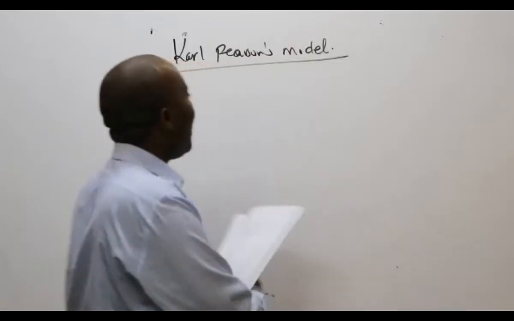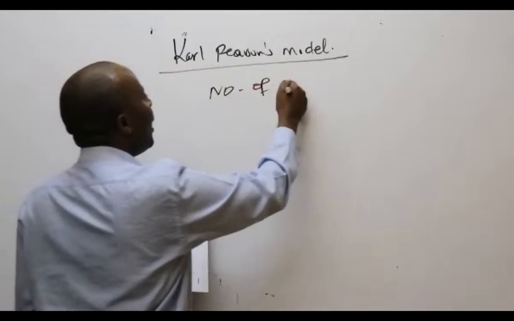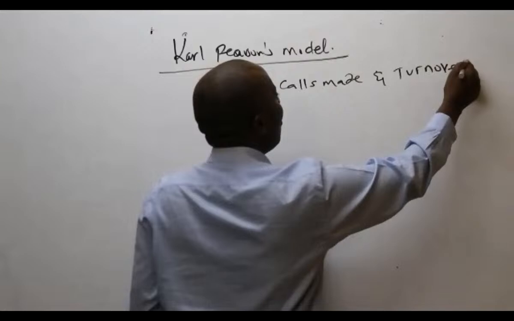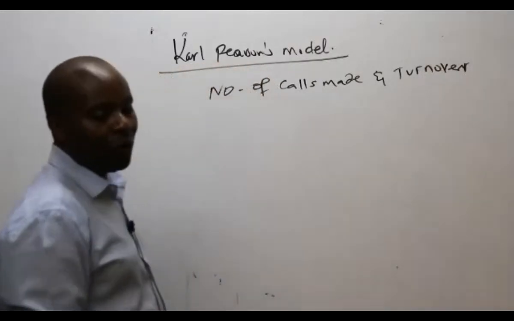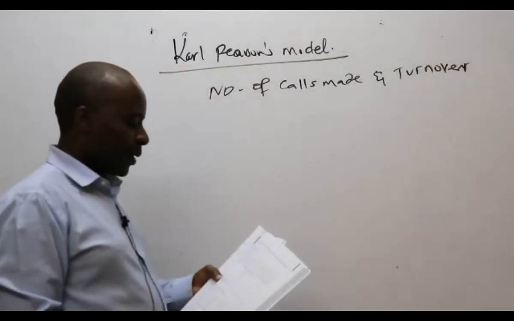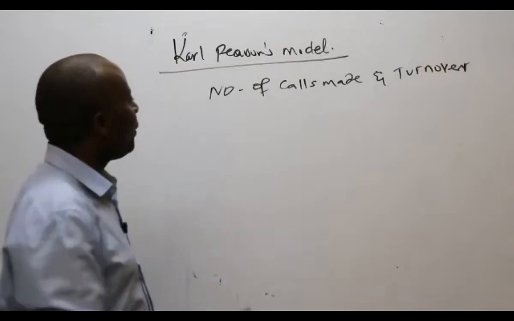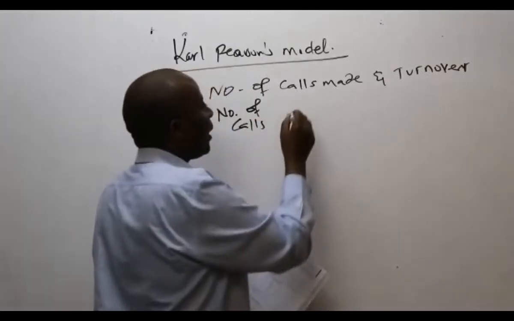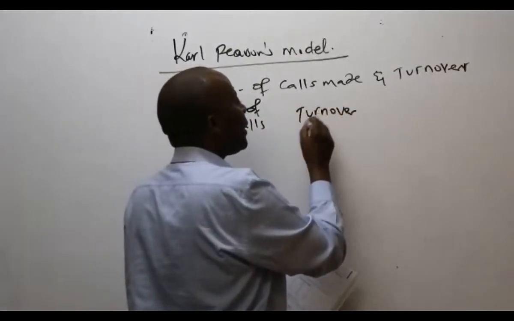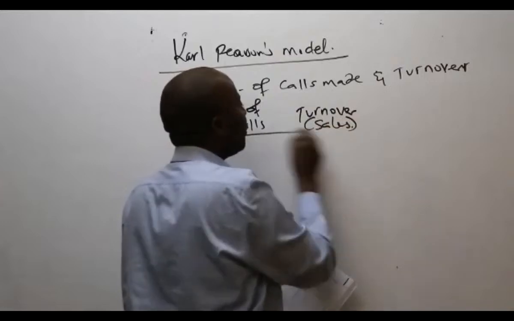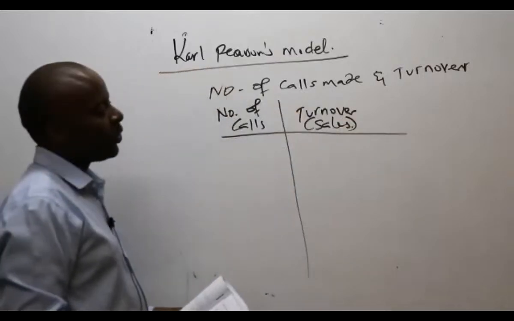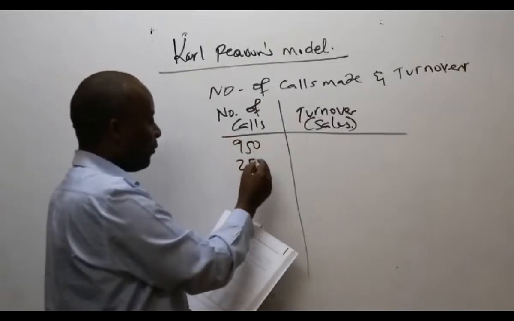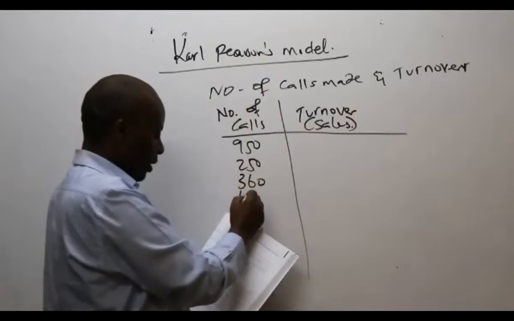So, number of calls made, and turnover of the company. And then they have gone ahead, ladies and gentlemen, to give me the number of calls, and then they have given me here turnover. Please remember that turnover is the same as sales. So here they have given me 950. Here they have given me 250. Here we have 360. Here we have 484.